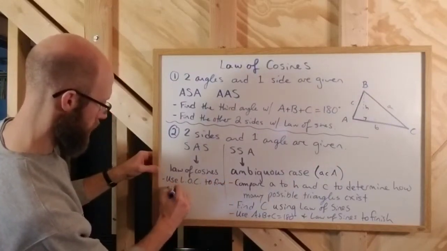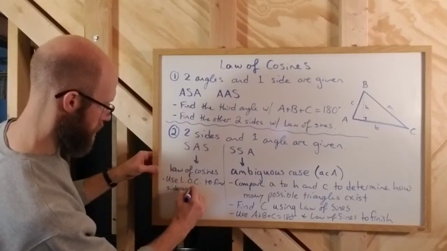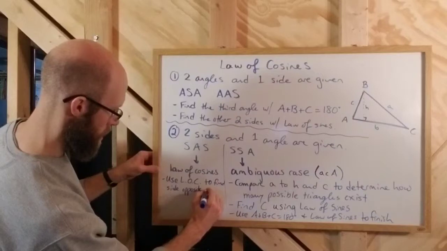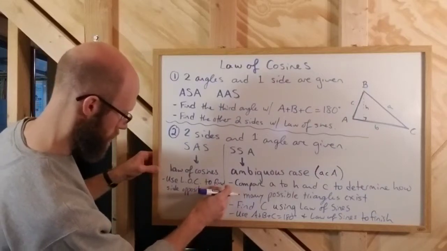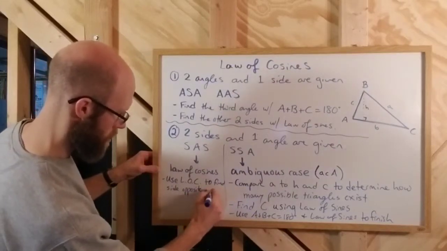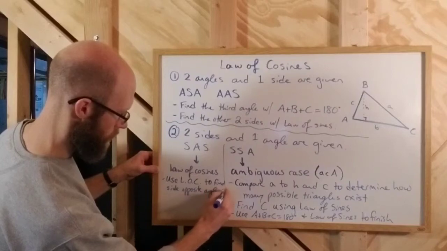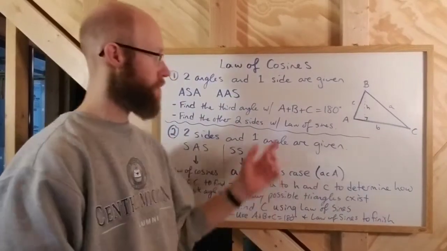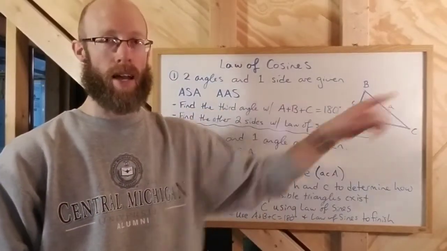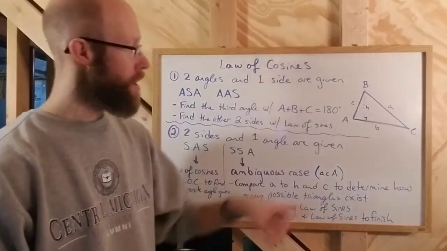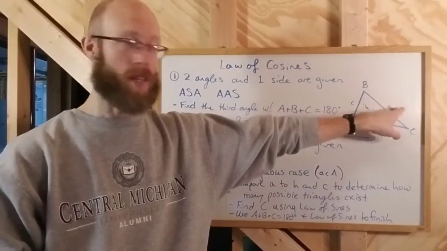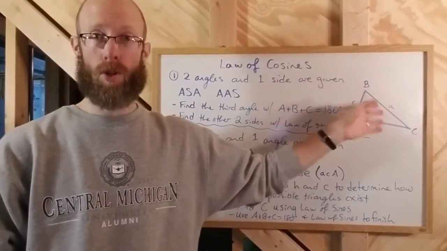So use law of cosines to find the side opposite the angle given. Okay, so whatever the angle is that's given, you want to use the law of cosines to find the opposite side. Then from there, you'll have an angle and the opposite side, so you can use the law of sines to find the other two angles.